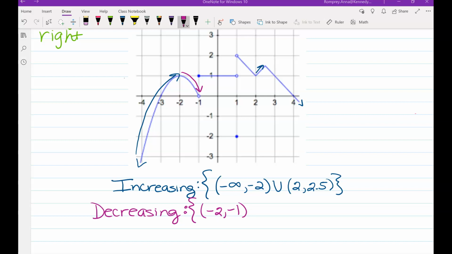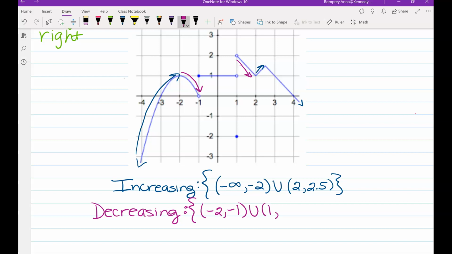All right, and then I'm going to keep looking. Again, 0 slope, so that's neither increasing nor decreasing. All right, when I get to 1, I start decreasing again. So I am decreasing from 1 to 2. So I have another piece, so I just use a U. So we start at 1. Again, it's an open circle, so I leave it open.